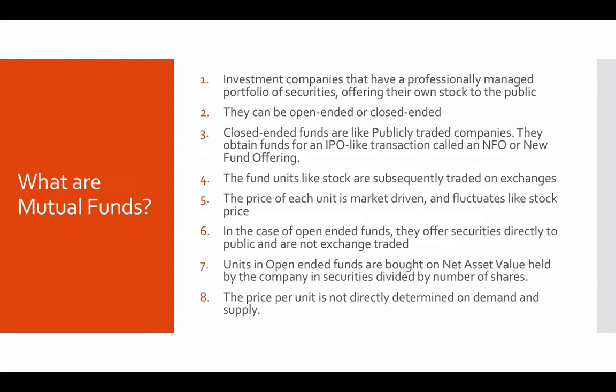Now, mutual funds can either be open-ended or closed-ended. So there are two kinds of mutual funds. First, let's look at closed-ended funds. Now, closed-ended funds are like publicly traded companies. They obtain funds for an IPO-like transaction, which is known as an NFO or a new fund offering. Next, the mutual fund units, like stock, are subsequently traded on exchanges for closed-ended funds, that is. Now, the price of each unit is market-driven and fluctuates like stock price. So that's closed-ended funds for you.